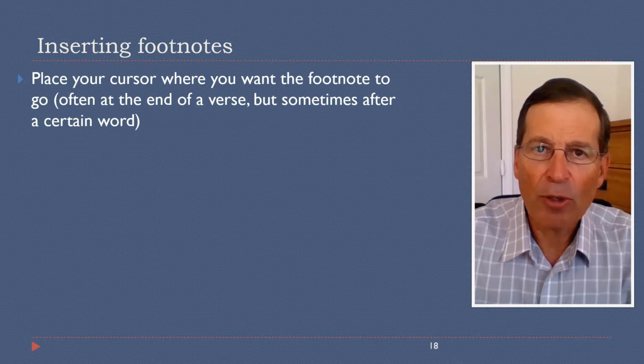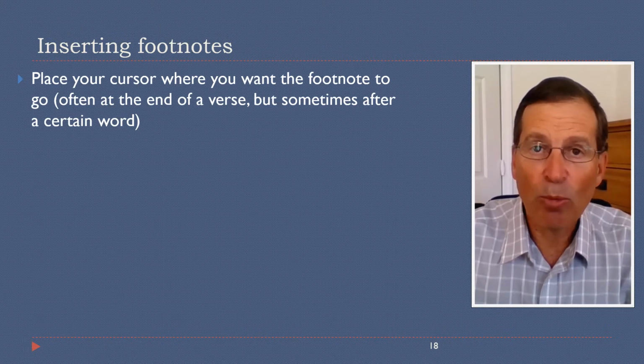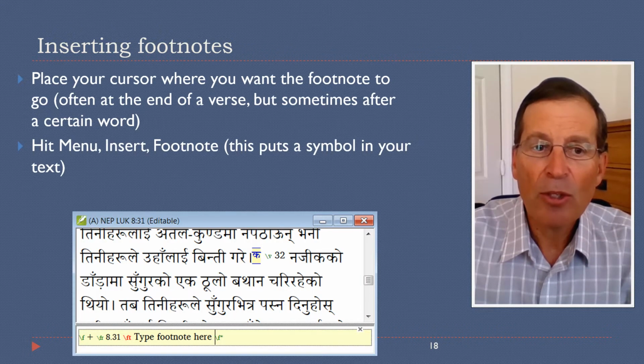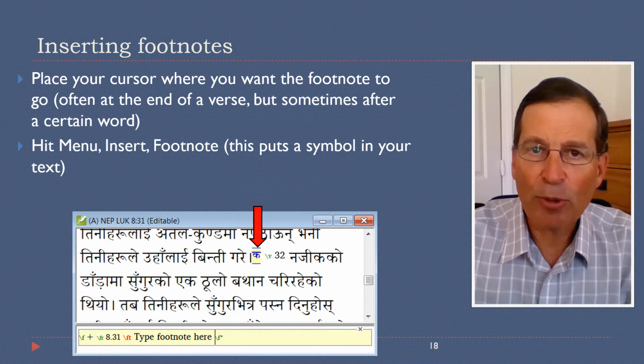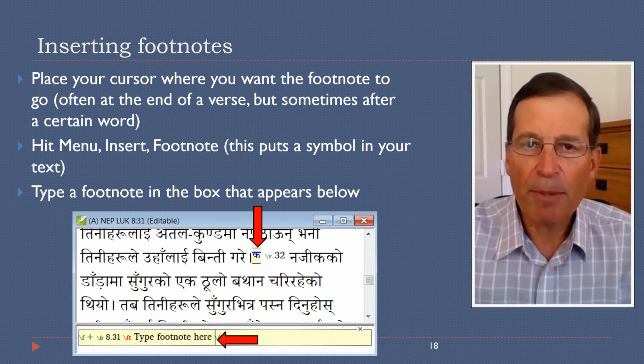To insert a footnote, you place your cursor where you want the footnote to go. Now, that's often at the end of a verse, but sometimes it can be right after a specific word. You hit Menu, Insert, Footnote, and that then puts a symbol into your text. Type a footnote in the box that appears below.